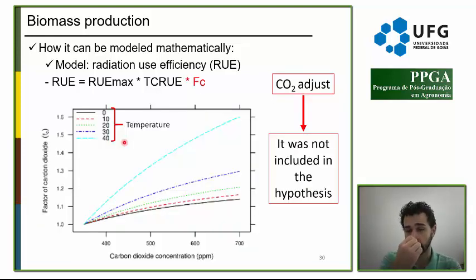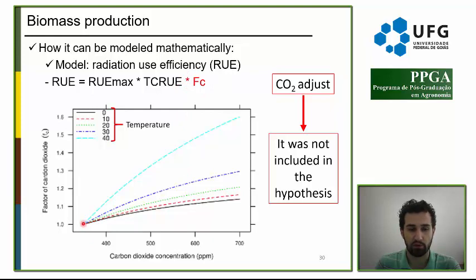We can include other factors. Here's an example of how CO2 can affect the radiation use efficiency. Remember that when we define the hypothesis of our model, we don't include this, but I bring it to show how we can model this. So if I want to include the factor of CO2, I can use something similar to this, where I have the maximum radiation use efficiency multiplied by the temperature adjustment multiplied by the CO2 factor.